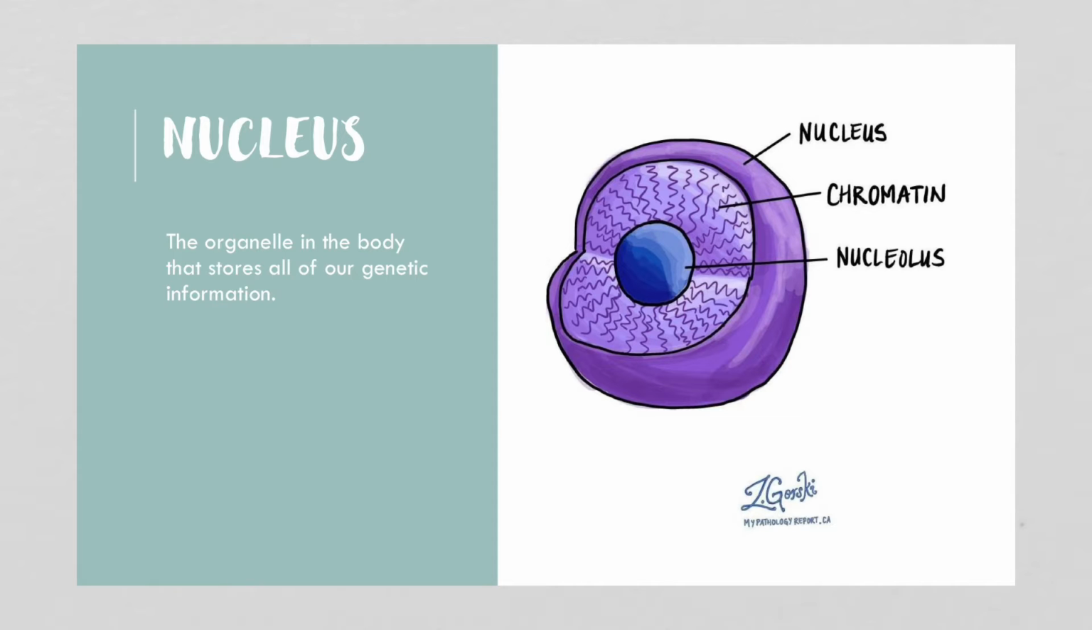That's the organelle in our body or in the cell that stores all of our genetic information. So this illustration shows you the nucleus. This darker purple part is the nuclear membrane. It would have pores to let things in and out. The chromatin is kind of represented by these squigglies. It usually looks almost like a strand of spaghetti all jumbled up, or a bunch of yarn all jumbled up. And then the inner part is the nucleolus, which means little nucleus. So it's found inside the nucleus.